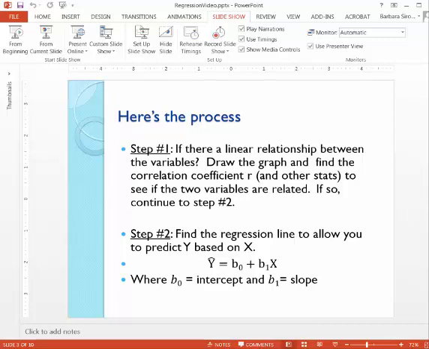This actually looks sort of like the line that you learned about in high school, y equals ax plus b or whatever. In this case, b0 is the y-intercept and b1 is the slope.